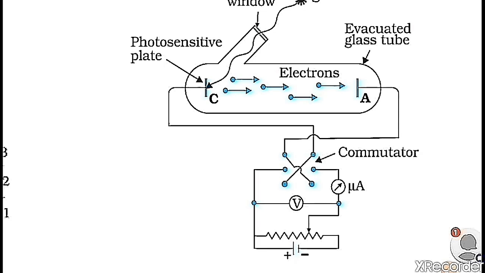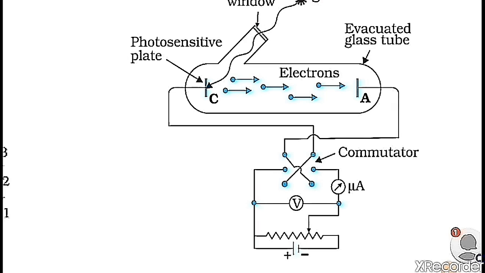Now we are going to apply a negative potential to the plate A. What is going to happen with respect to this plate C? When you apply a negative potential to the plate A, the electrons coming from the emitter plate C are repelled by the plate A because they have the same charge. The photoelectric current is found to decrease rapidly until it drops to zero at a certain value, and this value of voltage is called the cutoff voltage, cutoff potential or stopping potential.